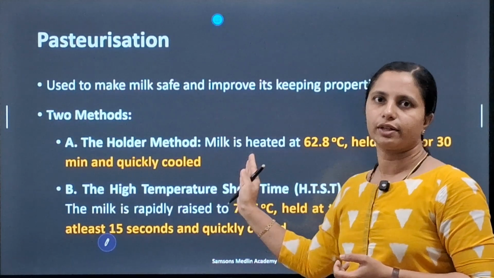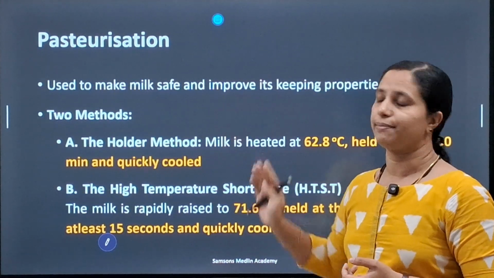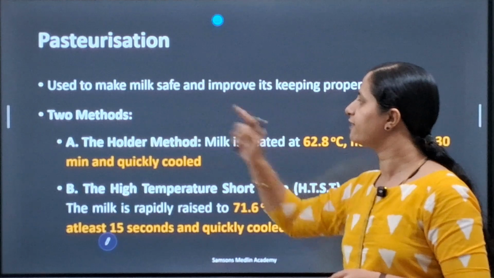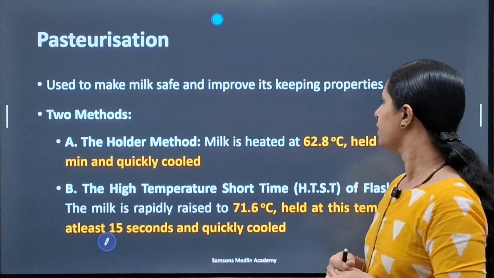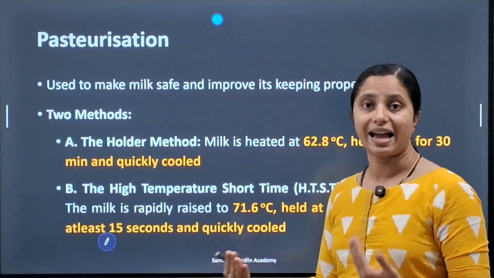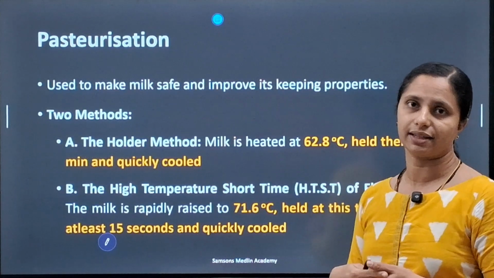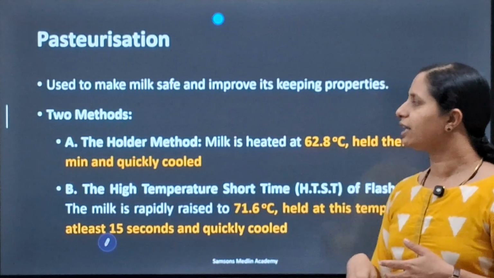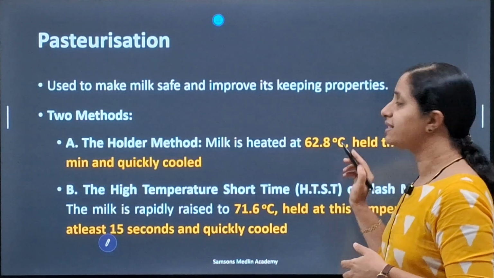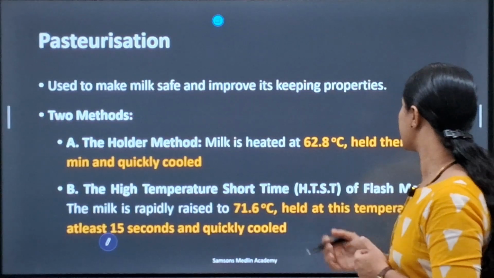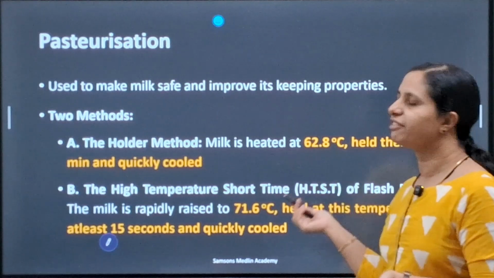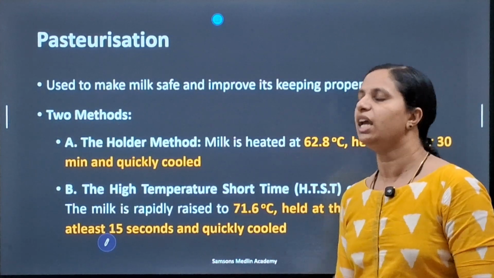So we will see the important points only. Pasteurization. Pasteurization has two methods. Method 1, first method is the Holder method, and the second method is called the flash method or HTST method, that is high temperature short time method. And in the Holder method, the temperature is 62.8 degrees Celsius and milk is held at this temperature for half an hour, that is 30 minutes, and quickly cooled.